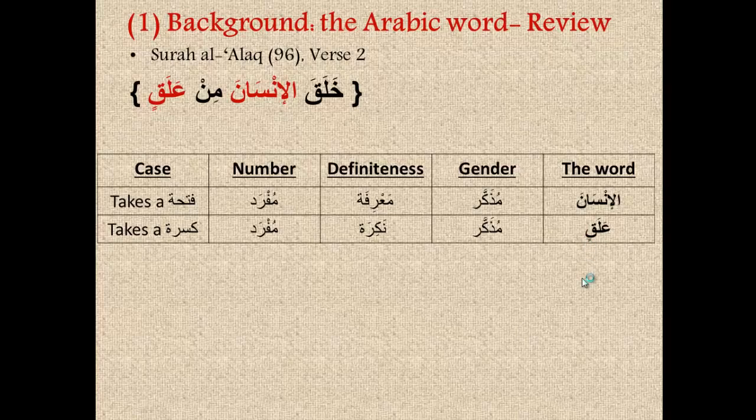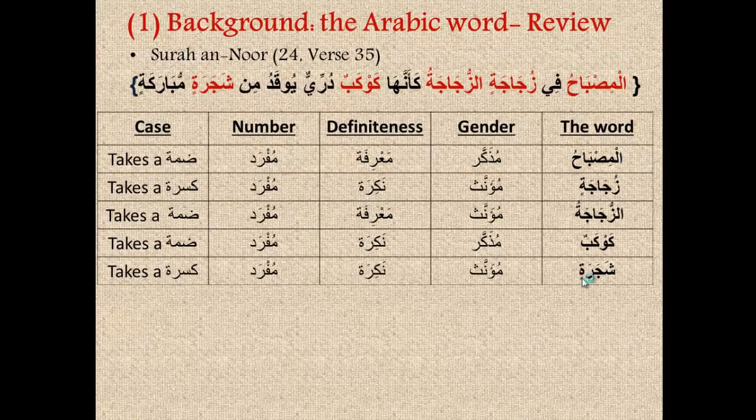Let's take a look at a second example. This is a segment taken from the middle of verse 35 in Surah An-Nur. Let's focus on the words highlighted here. Al-misbahu zujajatin, az-zujajatu kawkabun, and shajaratin. Al-misbahu, we hear the al, we know it is ma'rifah. The word is mudhakkar, mufrad, and takes a dhamma. Next word, zujajatin, we hear the tanween, we know it is indefinite. Now notice how the word has a ta marbuta. This tells us the word is mu'annath, or feminine. It is mufrad singular and takes a kasra.